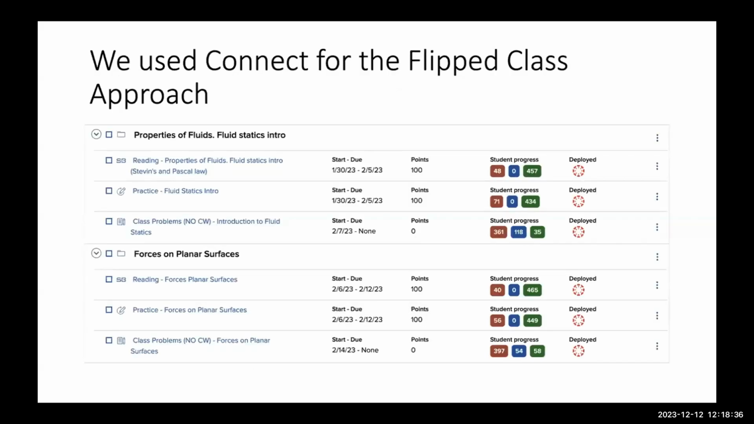So we started to use Connect for the flipped class approach. Why did we want to use Connect? First of all, because you can set up many things. You can set up reading assignments where you have a SmartBook, which I'm going to present in a second. You can also set up practice problems from an extensive question bank, in which students also have access to solutions.